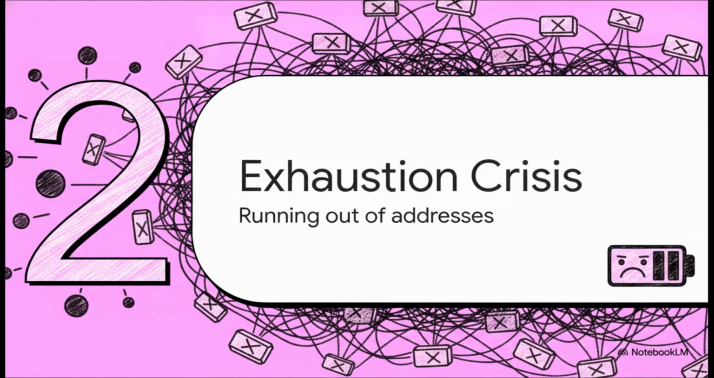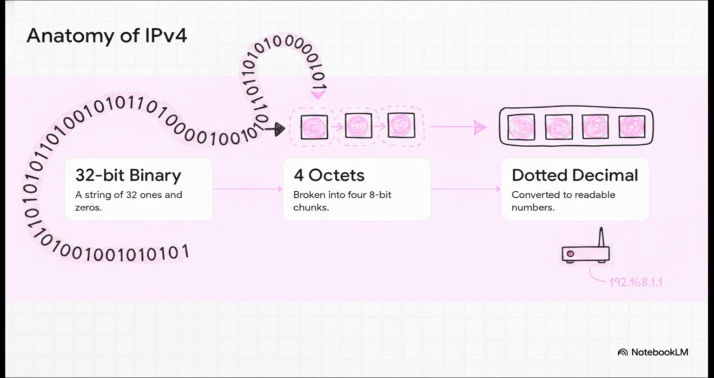Moving on to Section 2, the exhaustion crisis. Now that brilliant invention from the 70s worked wonderfully in labs, but as the internet exploded in popularity, a massive problem of scale emerged. To really understand this crisis, we have to look under the hood at the anatomy of an IPv4 address. At its core, an IPv4 address is really just a 32-bit binary number, basically a super long string of 32 ones and zeros.